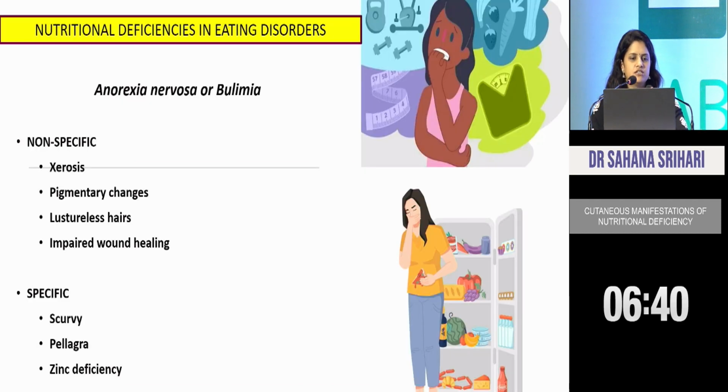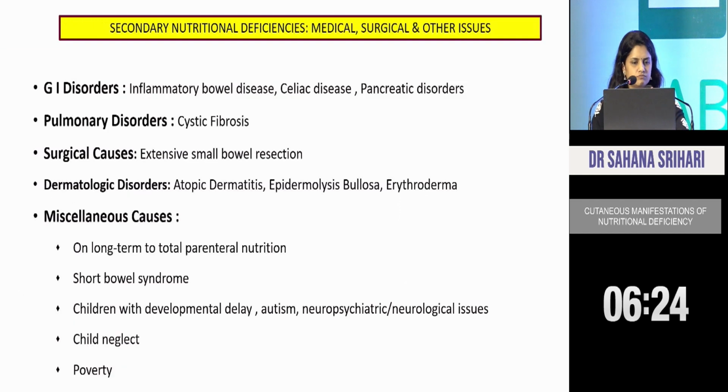Now, coming to nutritional deficiencies in eating disorders, that's anorexia nervosa or bulimia. The non-specific skin changes are xerosis, pigmentary changes, lusterless hair, and impaired wound healing. The specific changes can be those associated with scurvy, pellagra, or zinc deficiency. There are certain GI disorders, pulmonary disorders, and surgical causes that can cause nutritional deficiencies. Dermatological disorders like atopic dermatitis, epidermolysis bullosa, and erythroderma can be associated with nutritional deficiencies, and there are certain miscellaneous causes.